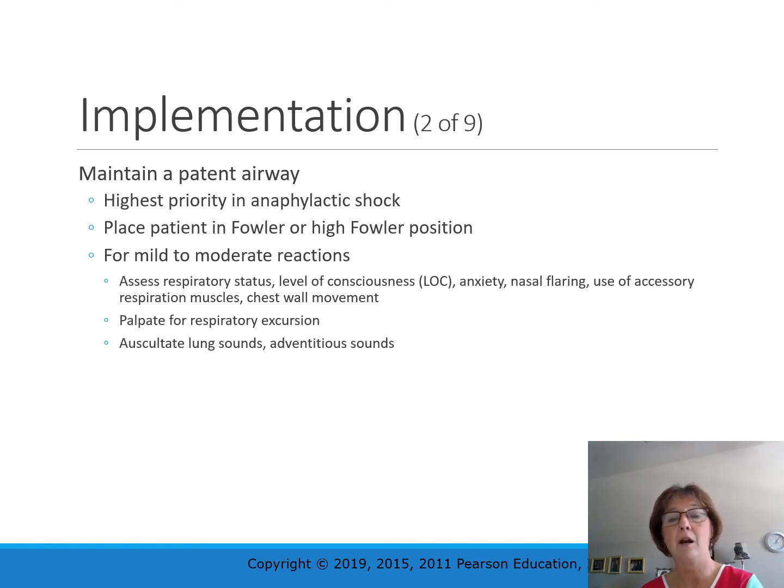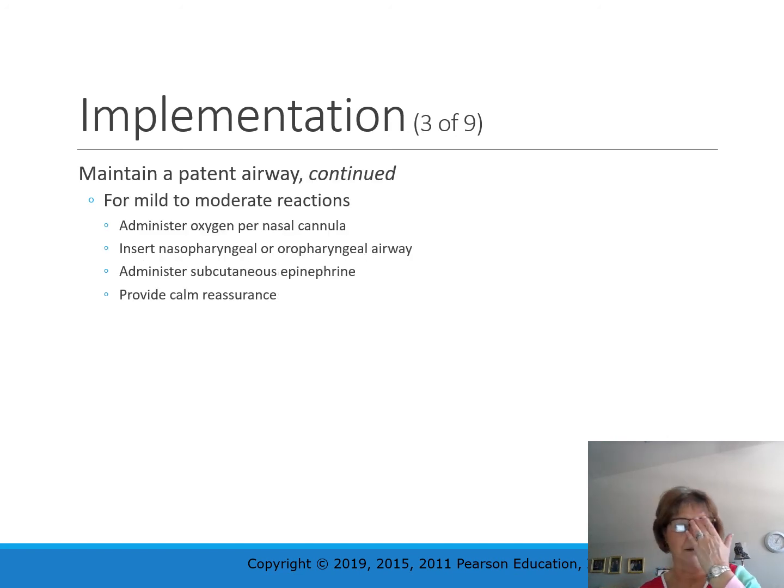For airway, highest priority in anaphylactic shock. Airway, airway, airway. High Fowler's, give them some oxygen if you can. Assess their respiratory status, level of consciousness. Keep talking to them. Look for nasal flaring, especially in the child, using those accessory muscles in their rib cage to breathe. Palpate for respiratory excursion. Are they retaining air down here? They can't get it out. Auscultate and listen for adventitious breath sounds, those abnormal breath sounds.